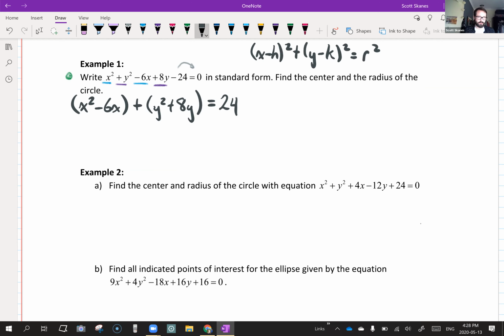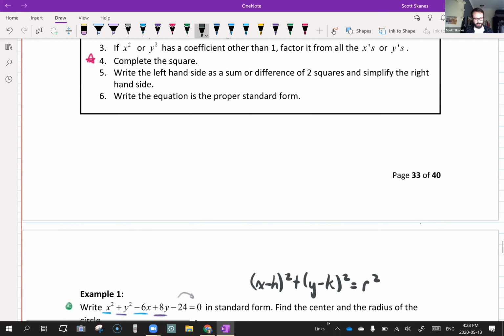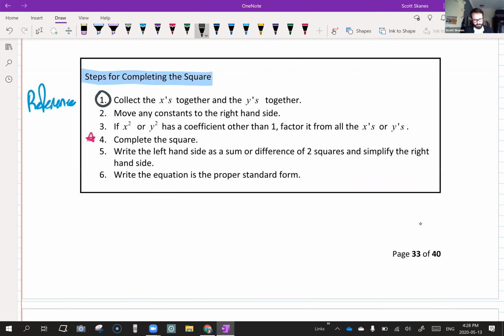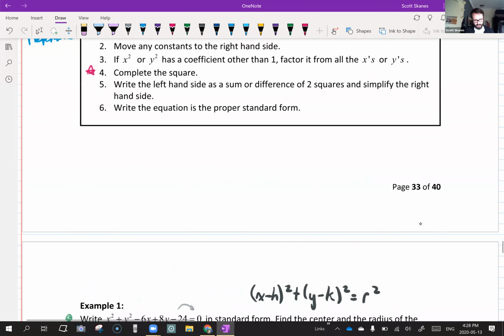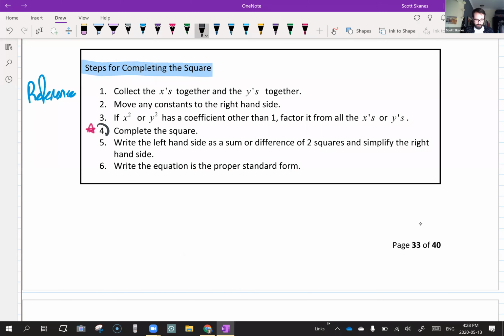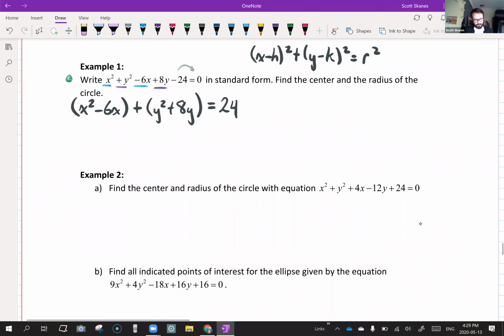If you get stuck, you can look back on the cheat sheet here. We've collected them together. I moved constants to the right side. If x or y has a coefficient other than 1, factor it out. Does it? No, it doesn't. It doesn't have it, so I can skip that step. Oh, I need to complete the square. So take each one of those and complete the square. This is what it'll look like.